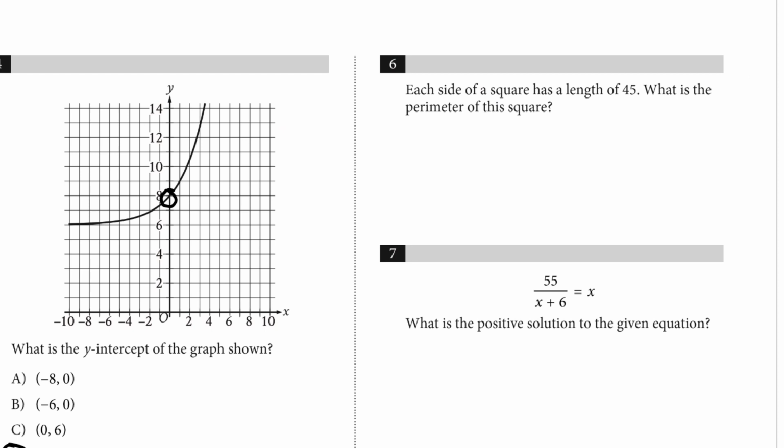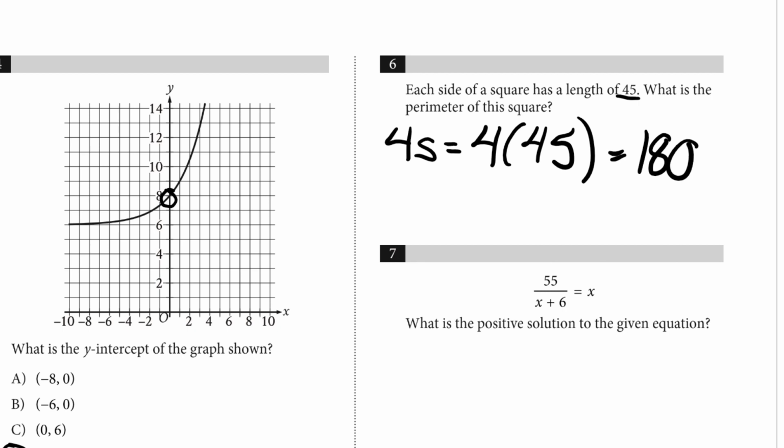Number 6. Each side of a square has a length of 45. What is the perimeter of the square? The perimeter is going to be 4 times the length of one of the sides. Since we're dealing with a square, all the lengths are the same, which is 45. So we're going to multiply 4 by 45, and that gives us 180, which will be the perimeter, 180.